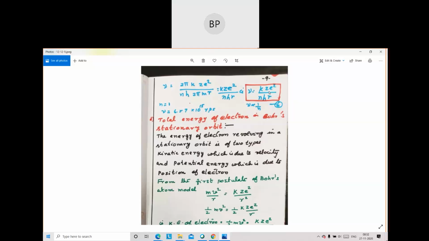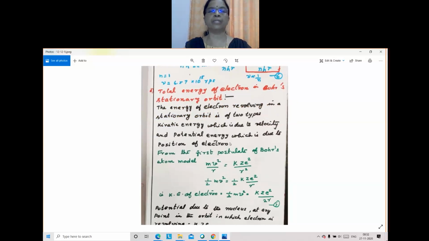Then what is E? Badra, tell. What is E, sir? E is the charge of the electron. N is? N is the number of the orbit. Which orbit it is. Okay. H? Planck's constant. Okay. R? Radius. Radius of? Orbit. Okay. Orbit radius. So substituting that we get the value 6.57 into 10 raised to 15 revolutions per second.